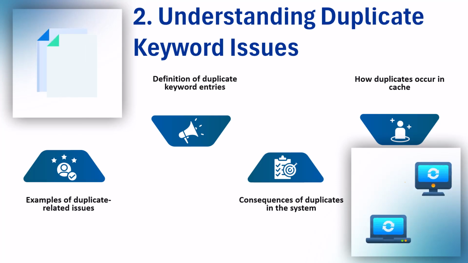Duplicate keywords in cache are like getting the same birthday card twice. Redundant and messy. We'll uncover how these duplicates sneak in and how they create bottlenecks. From simple annoyances to major system slowdowns, duplicates can wreak havoc, and understanding them is the first step to prevention.